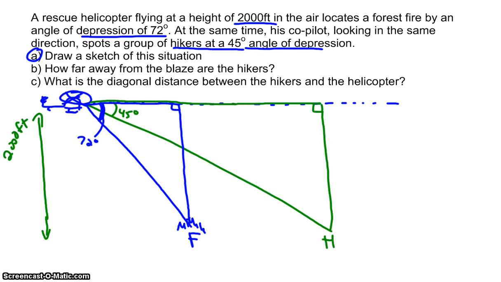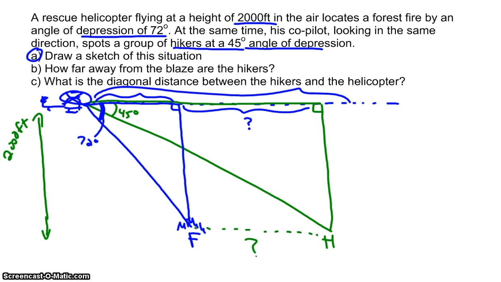Now I can get these two distances. I can get this full distance here, and I can get a small distance here. What that enables me to do is find this distance. So that's going to be a question mark that we're going to solve because eventually it's going to ask us some questions. And here's the question: how far away from the blaze are the hikers? So they really want to know right here. How far away are these people? Well, that's this portion of the triangle on top right here.